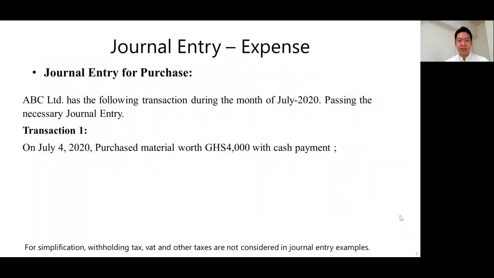So let's try some journal entries with examples. For example, this is an example of the purchase. The ABC Ltd has the following transaction during the month of July, passing necessary journal entry. So on July 4th, the company purchased material worth 4,000 Ghana cedi with cash payment. So how do you record?